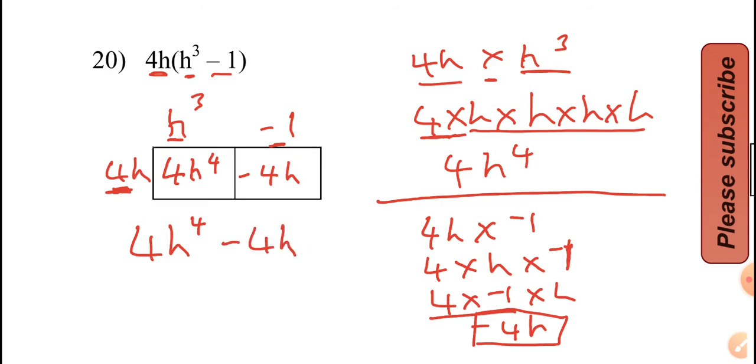So to be honest, to be able to expand double brackets isn't that difficult, so long as you are good at multiplying with negative numbers. It's very important that you're able to multiply with negative numbers. So if you're not strong at that, please go and look at the videos on multiplying and dividing with negative numbers and adding and subtracting with negative numbers.